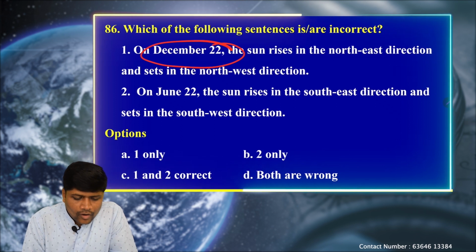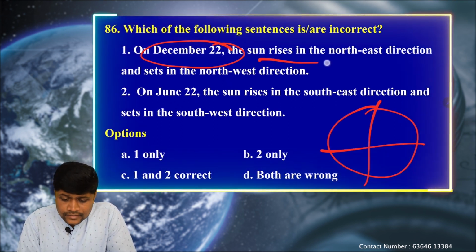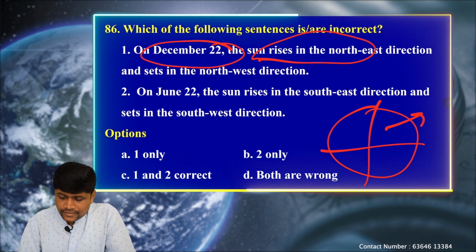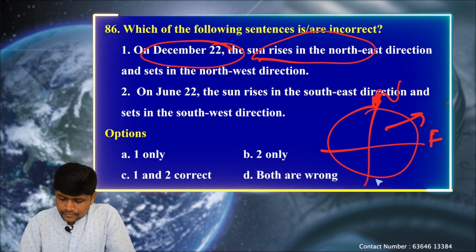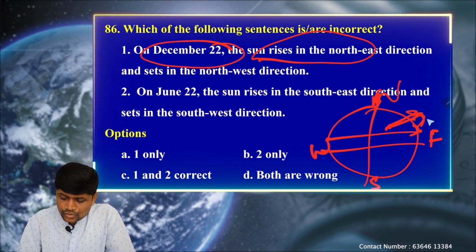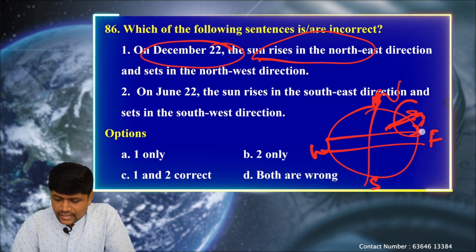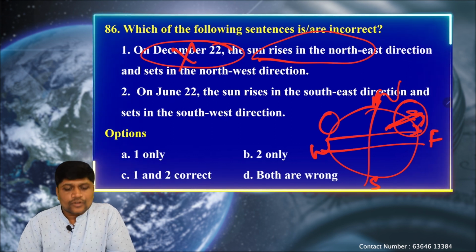Here the question says, on December 22nd, the sun rises in the northeast. Now this becomes wrong because on June 21st only the sun will be rising in the northeast and setting in the northwest. That's why this statement becomes wrong.